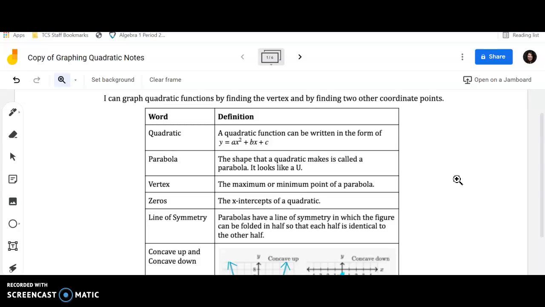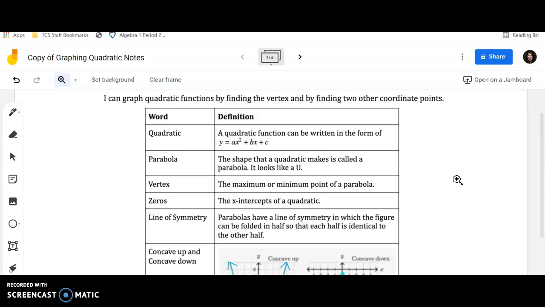So the learning target today is I can graph quadratic functions by finding the vertex and by finding two other coordinate points. So the equation for a quadratic is y equals ax squared plus bx plus c. We were talking about that in our previous slides when we learned how to factor.